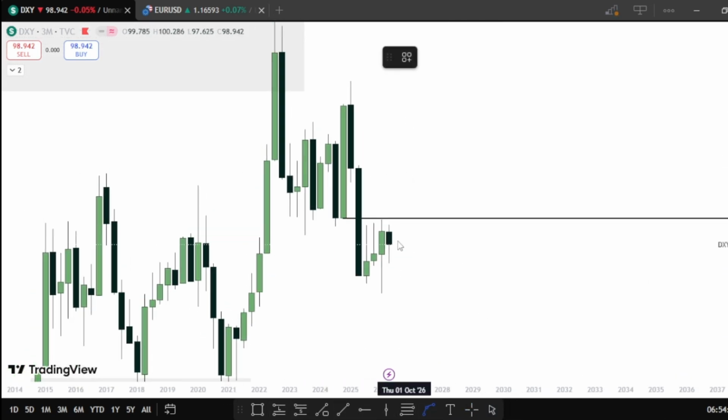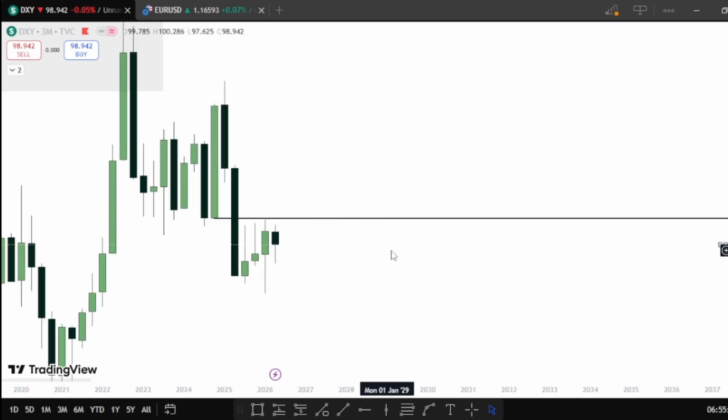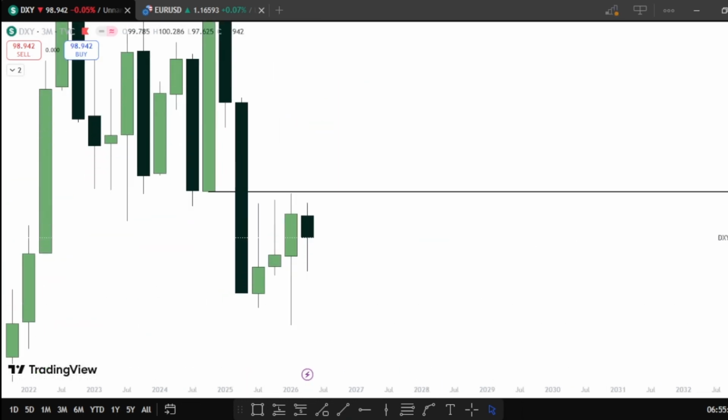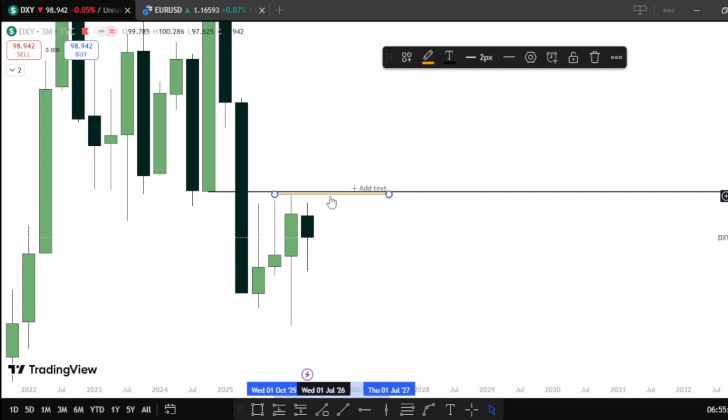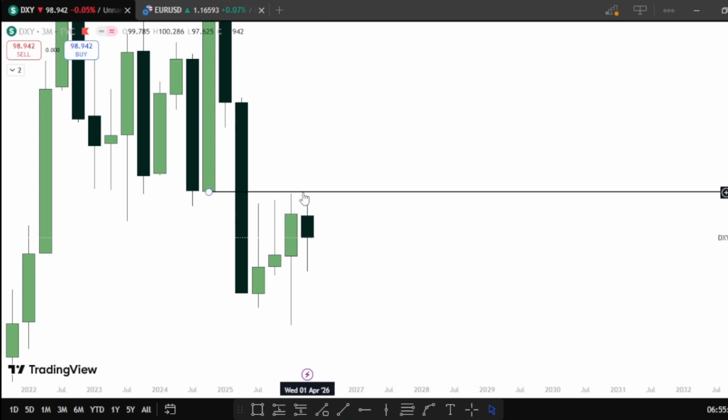So where we going to form like a reversal or a reaction right from here, from this order block here. Okay, and we have this candle here. We are trading. This is 1 month left. Okay, and this candle is inside bar candle. Like, it didn't take the highs or the lows. Okay, and the high of this candle is like nearly the high of this candle.